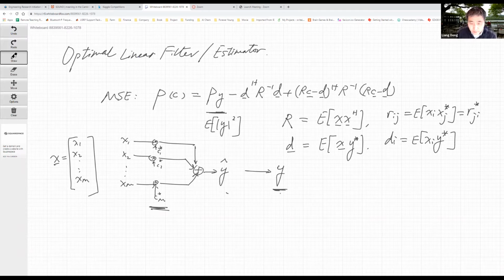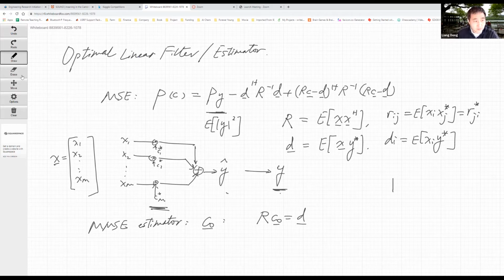Last time we talked about the mean square error being written in this format. And then what is the minimum mean square error estimator? The best coefficient is called C0, and it satisfies an equation. The equation is the normal equation, R C0 equals D. Okay, this is a vector. So that is the normal equation. Last time we found out this is the best we can get.